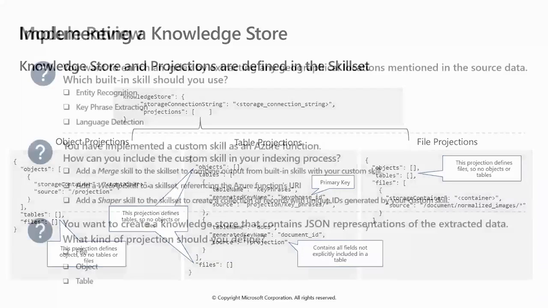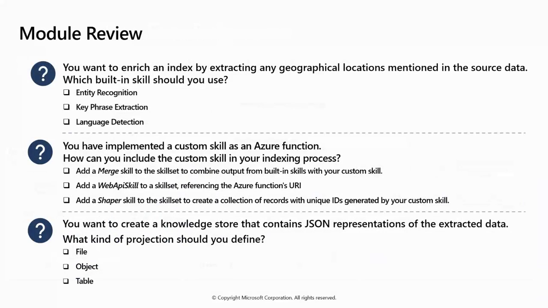So, okay guys, as I said before, these last three modules are short. So, let's take our module review. You want to enrich an index by extracting any geographical location mentioned in the source data. Which built-in skill should you use? I will give you a couple of seconds, guys.